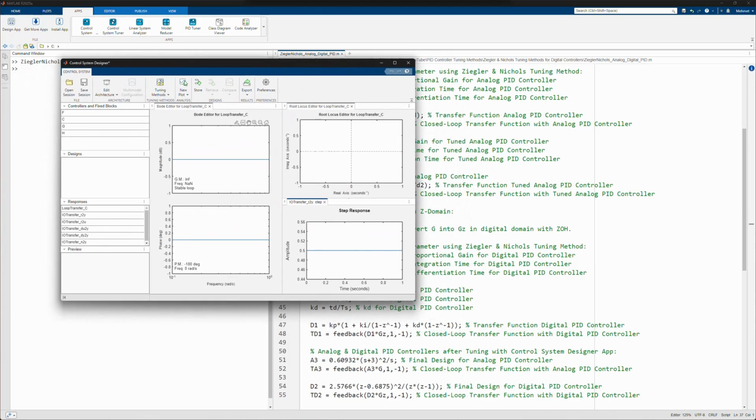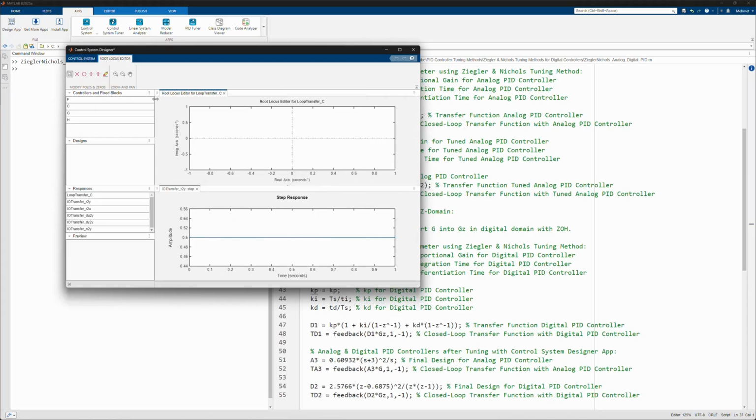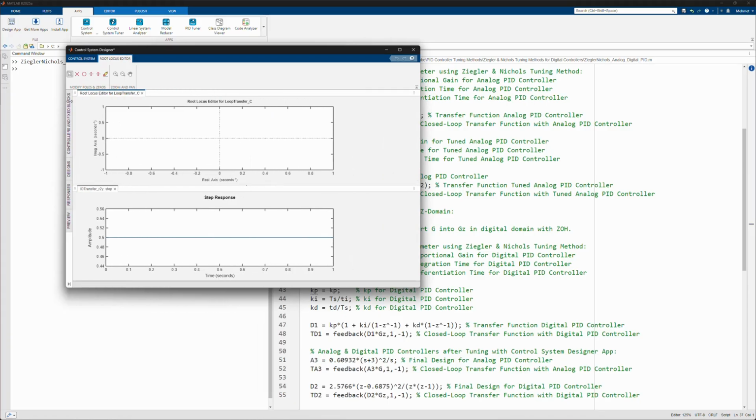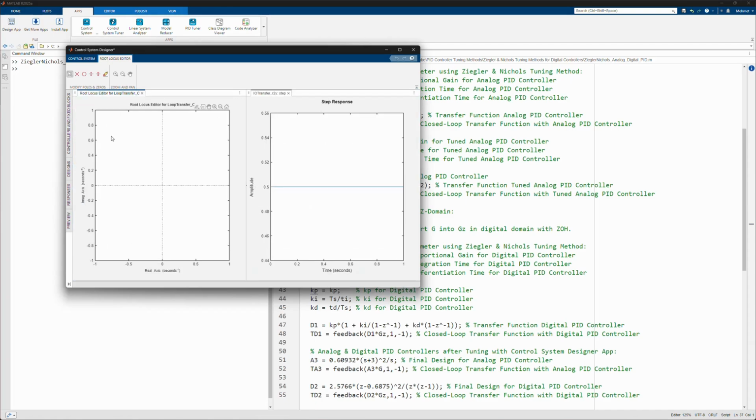So you see here the application is now up. And this is the first picture you get if you open the Control System Designer app. You see here the Bode plot, here the root locus, and here the unit step response. I will not use the Bode plot, so I will close that. I will also collapse this part so you get more space here. And I grab this and put it to the left side. So I have the root locus on the left and the unit step response on the right, as we have seen in the slide.